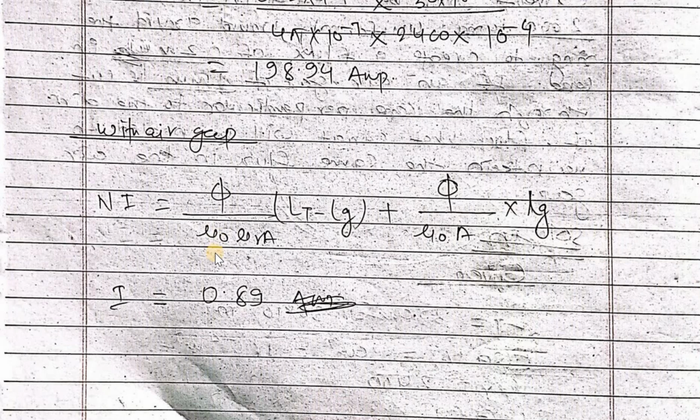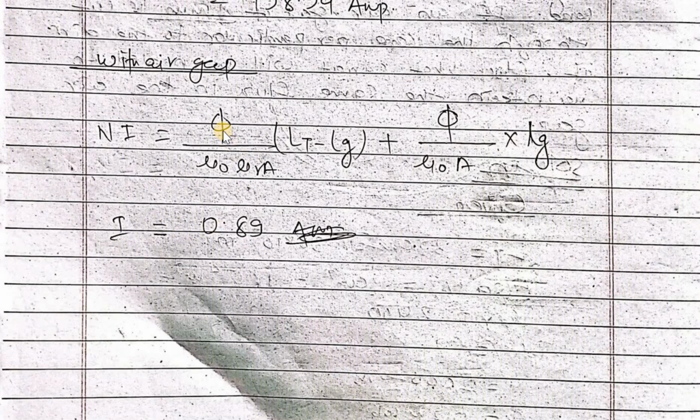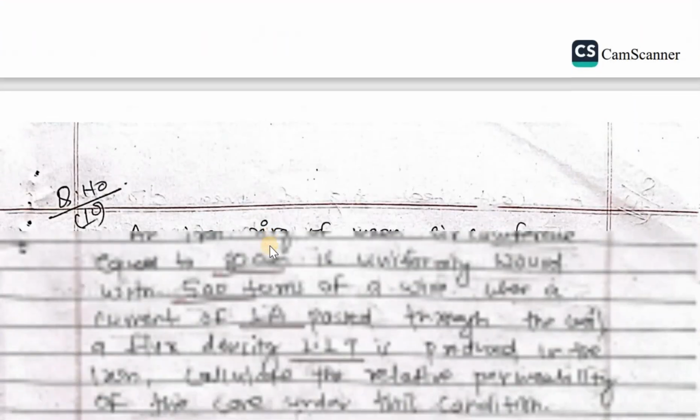With air gap, N i equal to phi upon mu naught mu r A times LT minus LG. Sorry, this is the length of iron, LT minus LG, and this is the air gap. Then put all this value, we can get the value of I. The value of I is 0.89.